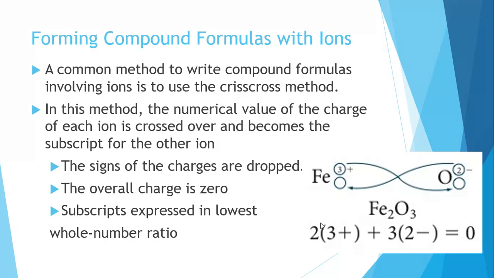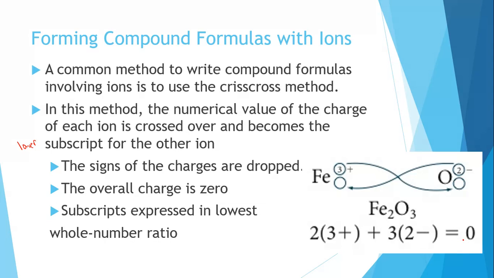In this method, the numerical value of the charge is crossed and becomes the subscript on the other ion. Remember, a subscript is the one on the lower side, the bottom. Notice that when we cross them, the signs are dropped, so there is no positive or negative down here anymore. Notice that the overall charge is 0.